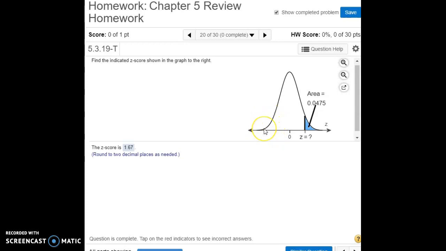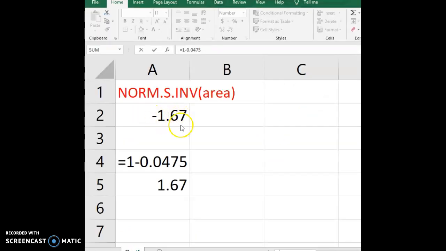left-hand tail. But by symmetry, we know the normal distribution is symmetric on either side. And so if negative 1.67 has this amount of area to the left, then positive 1.67 has that amount of area to the right. So by symmetry, you can just switch that answer from the negative to the positive.